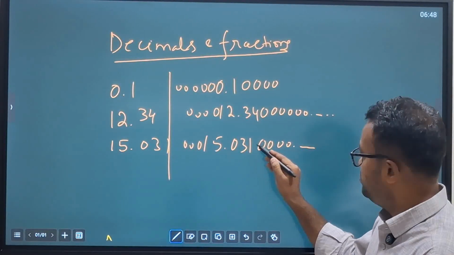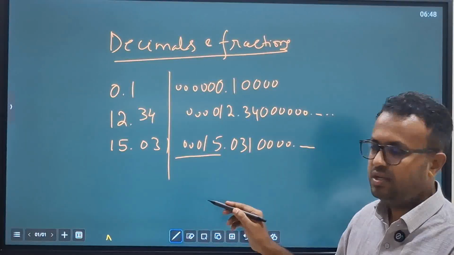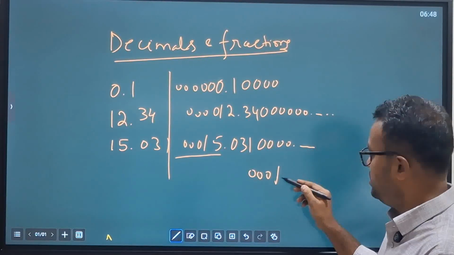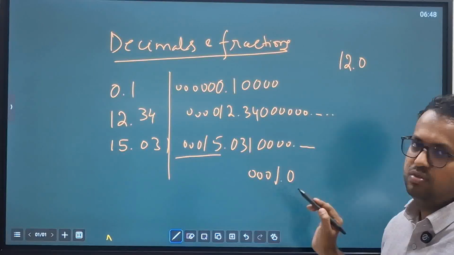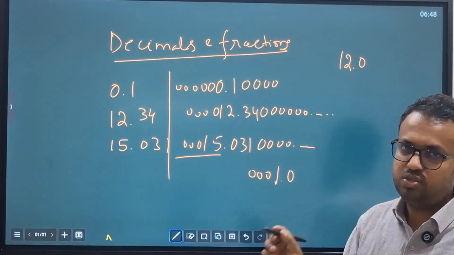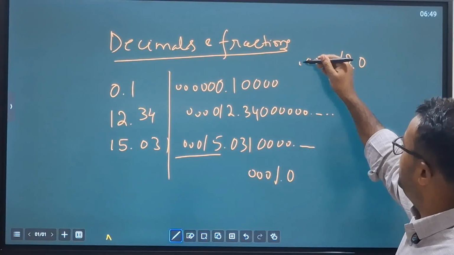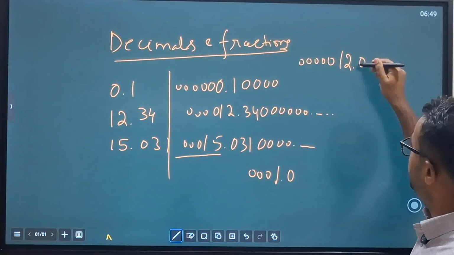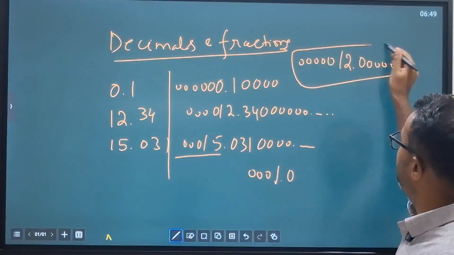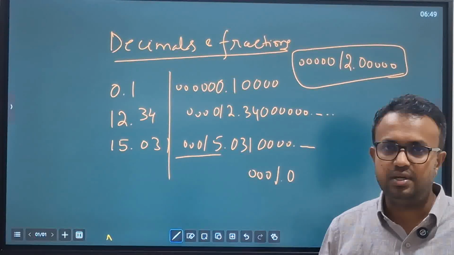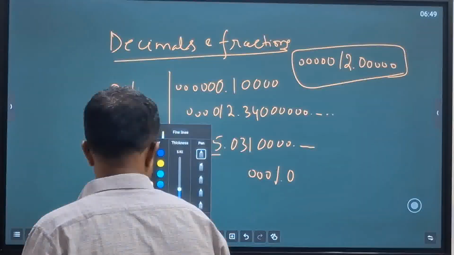So after the point, say suppose you have 15.031. If you write 0015, it is 15 only. When you have a number 1, it is like 1.0. If you have a number 12, it is nothing but 12.0. Before 12 you can have any number of zeros, and after the point you can add any number of zeros. This should be in your mind, because while shifting the point it is important.